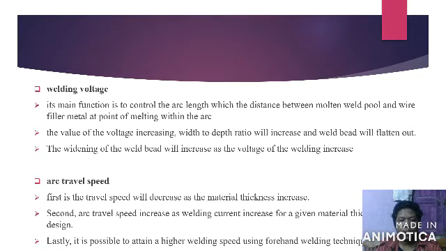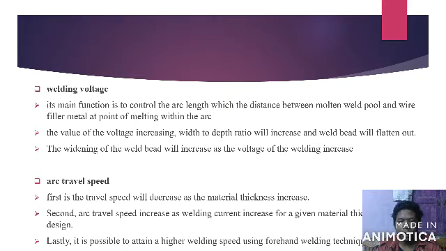Third is welding voltage. Its main function is to control the arc length, which is the distance between the molten weld pool and the wire filler metal at the point of welding within the arc. As the value of voltage increases, the width to depth ratio will also increase, and the weld bead will flatten out. The widening of the weld bead will increase as the voltage of the welding increases.